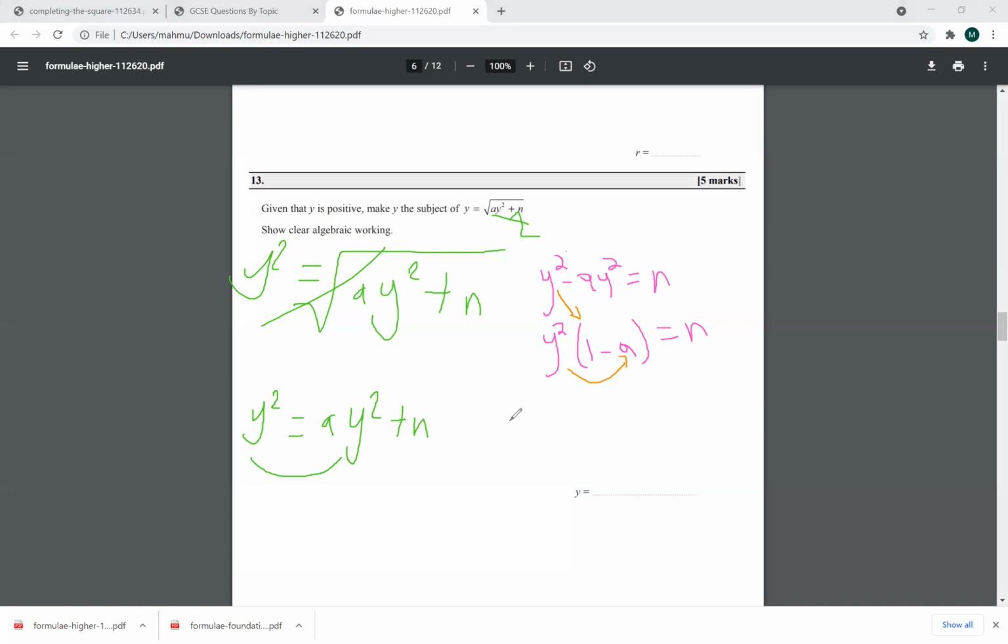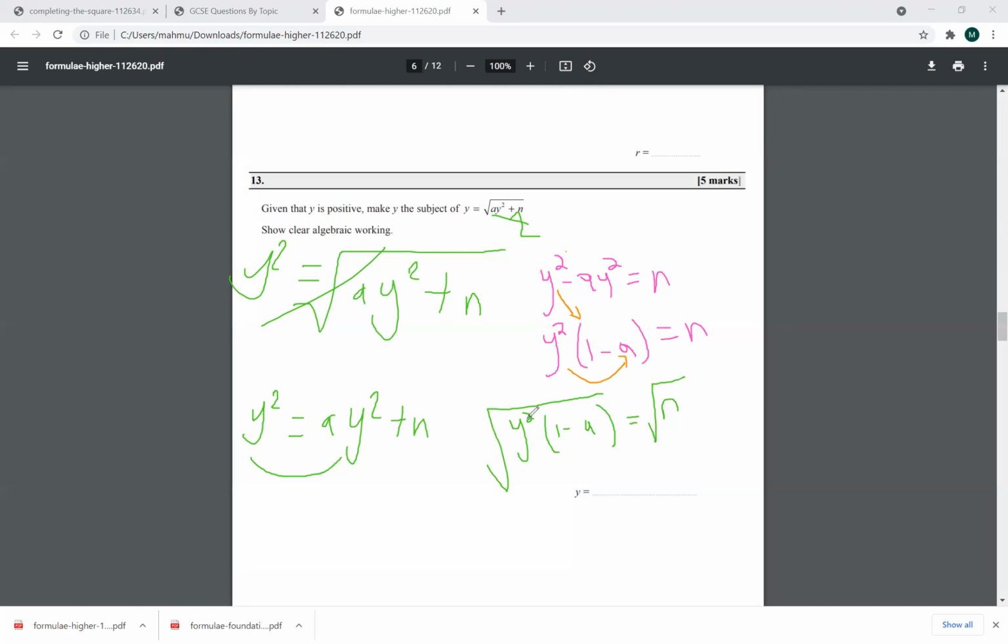So I'm going to do now y squared, 1 minus a, equals n, and I'm going to square root this, and I'm going to square root this. Why did I square root it? To make it more fair, because you need to square root each side of the equation. No, it's not to make it fair. What is this?